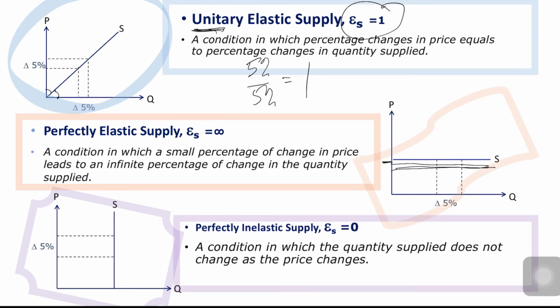And the last one, perfectly inelastic supply. Perfectly inelastic supply is when the coefficient value equals 0, a condition in which quantity supplied does not change as price changes. If you look here, the price changes but the quantity supplied is 0 change. If you calculate 0 divided by 5, you will get 0. The supply curve is vertical. Could you differentiate the 5 degrees of the elasticity of supply?